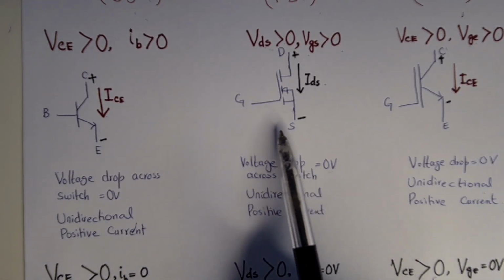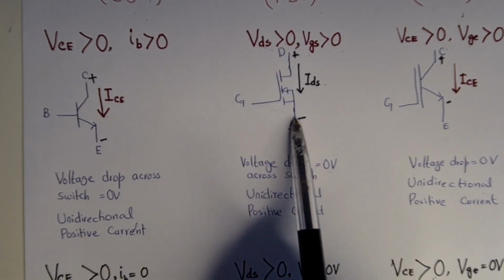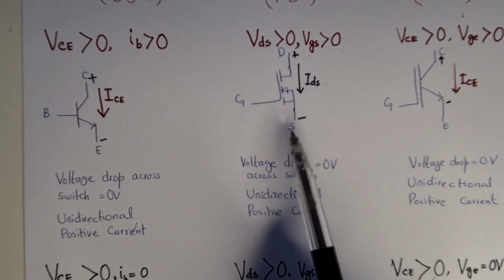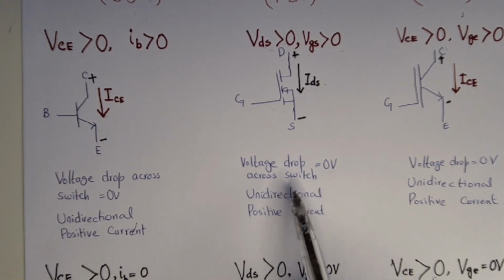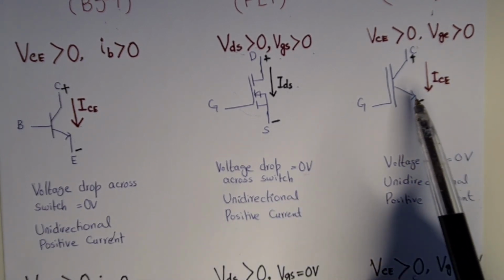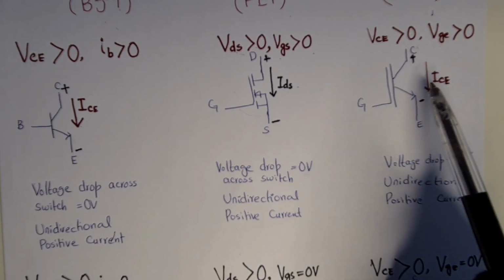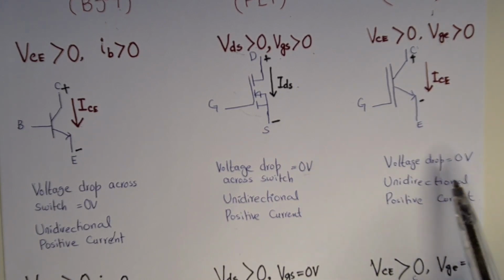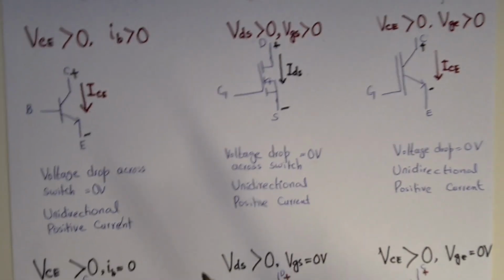The same is the case with the FET. Here we have the gate, source and drain, and we have applied VDS greater than 0 and VGS greater than 0. Then drain to source current will flow. So the voltage drop across the switch is equal to 0 volts, and this is also a unidirectional positive current. If we talk about the IGBT, we apply the gate voltage, and then VCE is greater than 0, so a current will flow from collector to emitter. Voltage drop is equal to 0 volts, unidirectional positive current. These all three transistors are behaving in the same way.